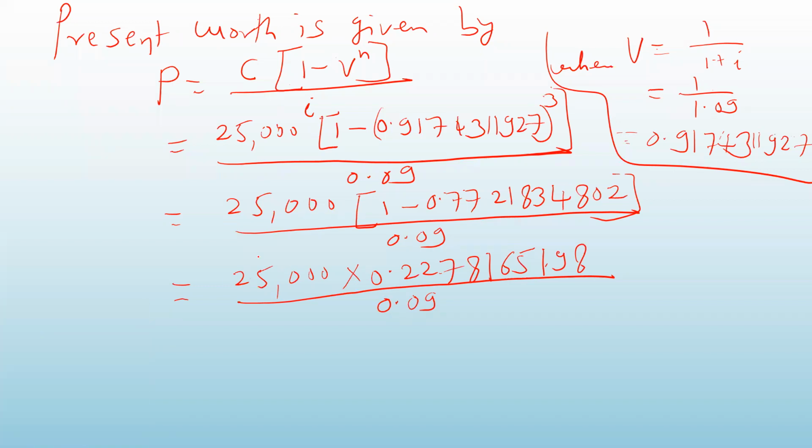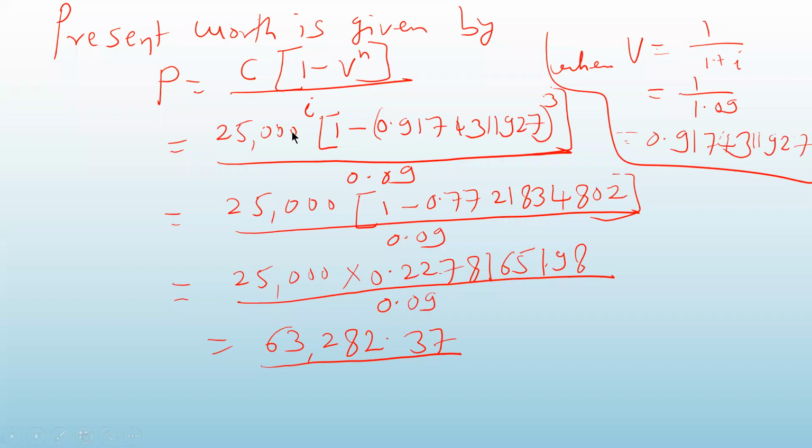Actually, we have to do 1 minus this, but this is already on your screen, so you can subtract 1 from this. You'll get a minus sign, just neglect that. So into 25,000 divided by 0.09. That will give you 63,282.37. In the final answer, you have to take 2 decimal places.